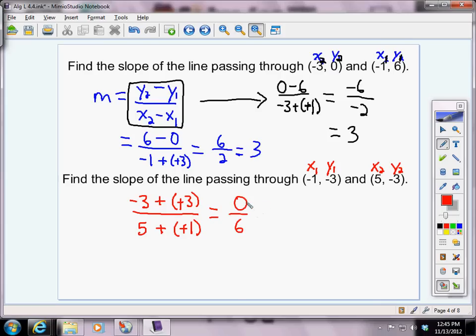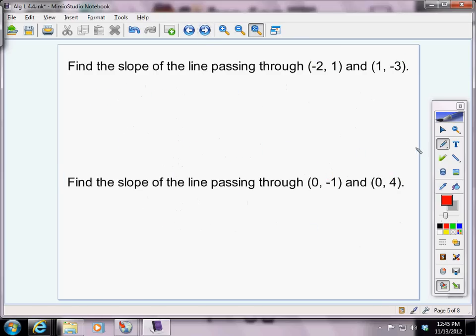In this case, it really doesn't matter. 0 divided by anything is going to be 0. So our slope of our line is 0. So what does that mean? What that means is we move from left to right, we're not going up or down at all. So this is actually representing the slope of a horizontal line. And we'll talk more about that later. A couple more examples real quick.